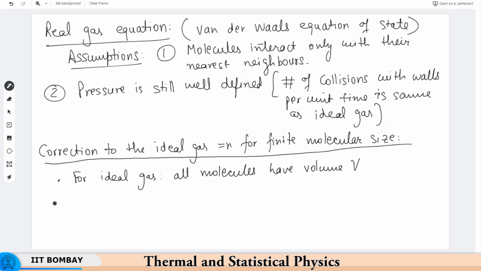But with finite size, the actual volume is not V, but it is V minus some correction term. Since other molecules have finite dimensions, we have to subtract something out of that total volume. And what is that correction term? That is what we now have to estimate. Okay, so let us do that.